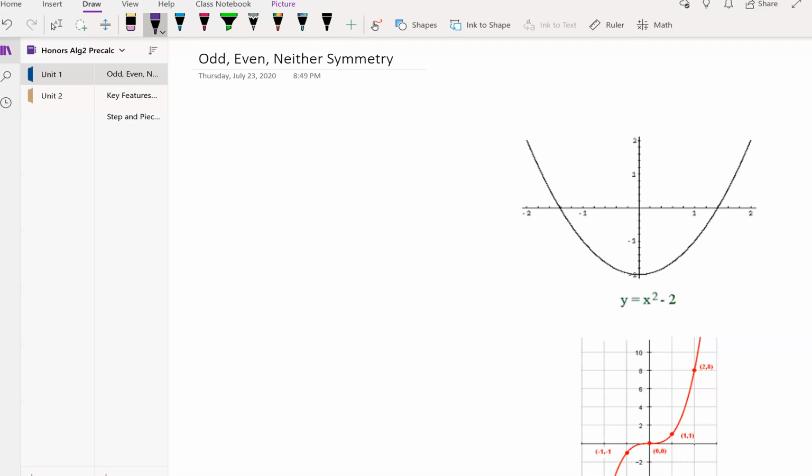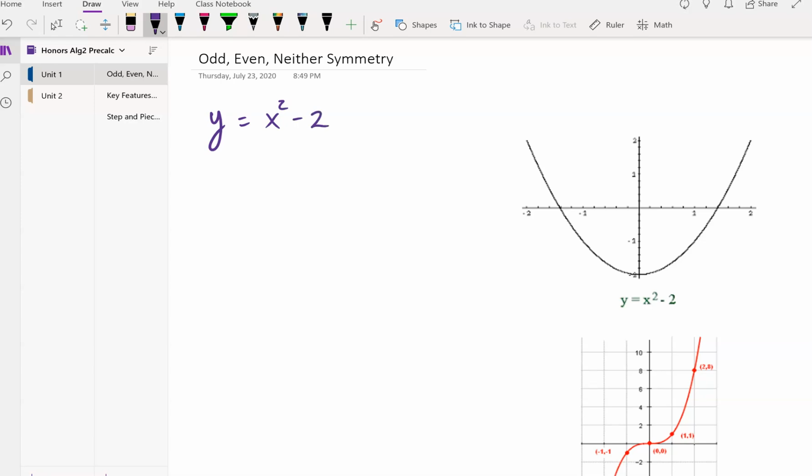All right, so really you can determine whether or not you have symmetry just by looking at the graph, but I want to show you how you can also take the function and evaluate it algebraically to determine whether you have a type of symmetry for your graph. So we're going to start with this equation right here, y is equal to x squared minus 2.